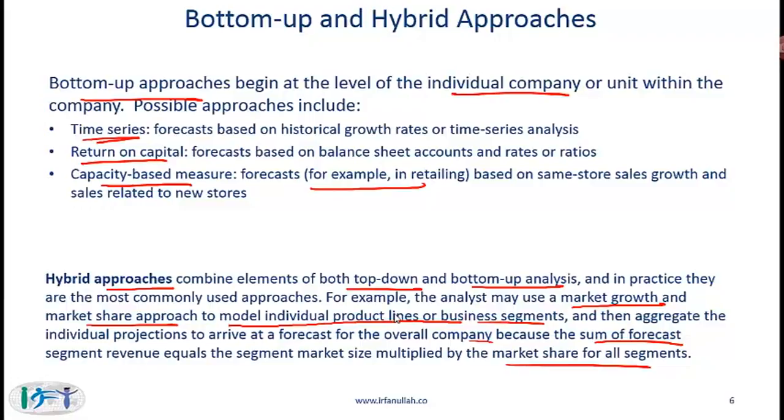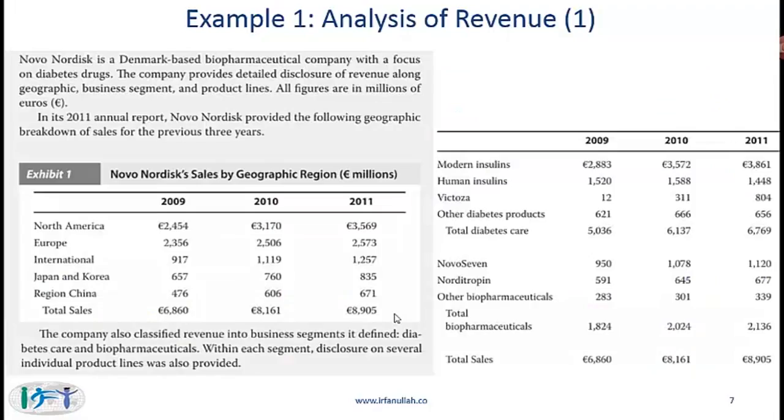If you are studying a large pharmaceutical company, what you might do is take the insulin-based product lines, some other business segment, and then model those or forecast those separately. So that example is actually right here. You have a company called Novo Nordisk. So this is a Denmark-based biopharmaceutical company. This is actually a long example. I'm just giving you a very small excerpt from here just to illustrate one particular company's disclosures.